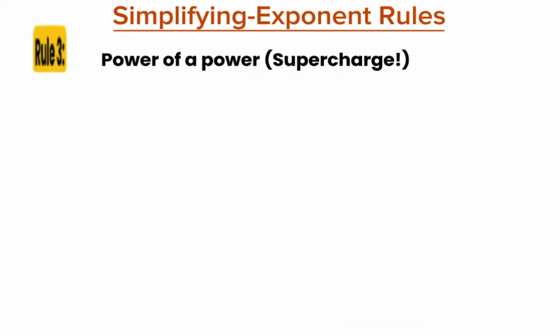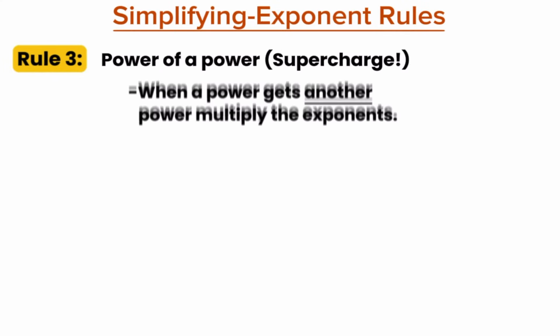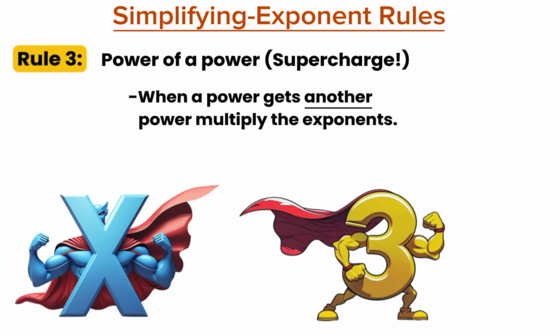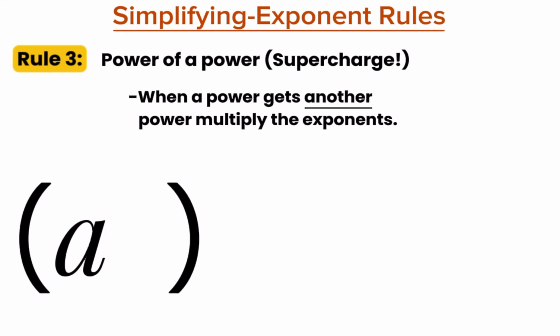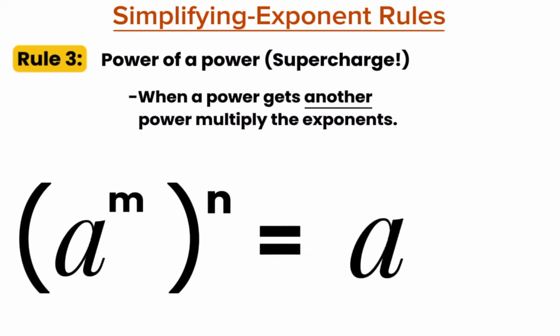Rule 3. Power of a power. As the title suggests, your base has a power, but this time the power is supercharged with another power. In this case, you multiply both exponents. The formula for Rule 3 is a to the power of m all to the power of n, meaning that a is to the power of m times n.